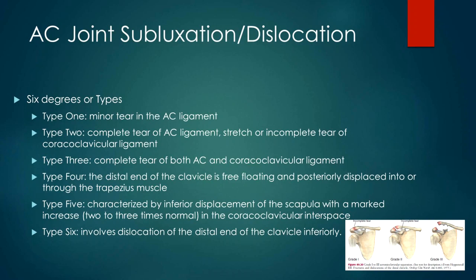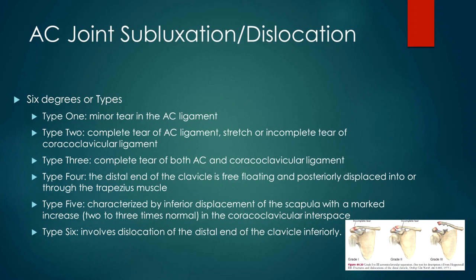In general, these injuries arise from some type of direct force, such as a fall onto the point of the shoulder with the arm adducted. They're basically going to be managed in different ways. So type 1 management consists of a sling, ice, and analgesics. Generally, the symptoms improve in 7 to 10 days. Orthopedic referral is not usually necessary unless there is a failure to return to normal function beyond 2 weeks.